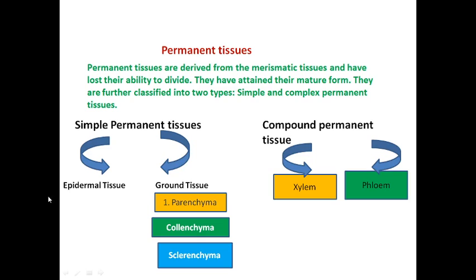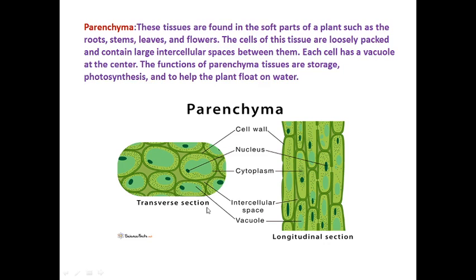Now, we'll be studying this ground tissue, and number one is parenchyma. We'll be studying the parenchyma in detail. These tissues are found in the soft parts of the plant, such as roots, stems, leaves, and flowers. The cells of this tissue are loosely packed and contain large intercellular spaces between them.